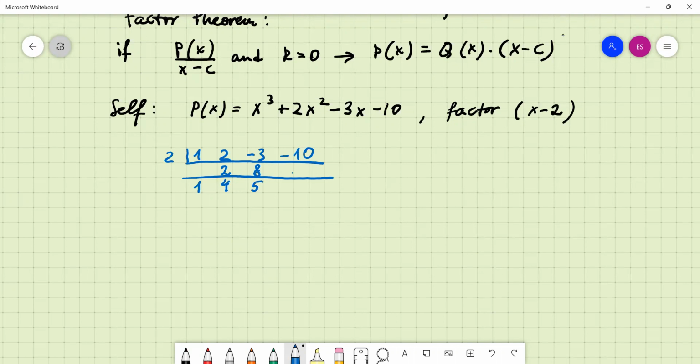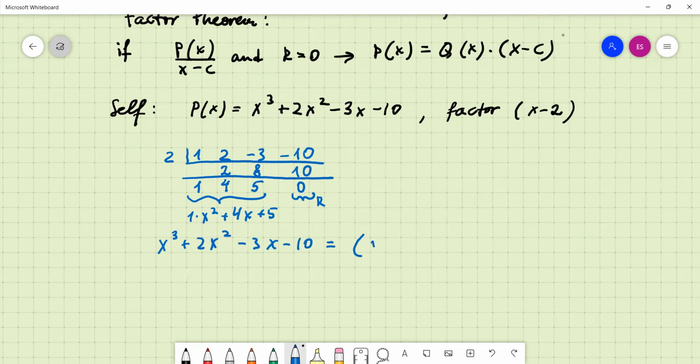2 by 5 is 10. And adding 10 and -10 is going to be 0. So my remainder here is equal to 0, so it's actually a factor. What kind of polynomial is the quotient? It's 1 by x squared plus 4x plus 5. And you can write that x cubed plus 2x squared minus 3x minus 10 can be represented as x squared plus 4x plus 5 multiplied by x minus 2. Well, you're supposed to write plus remainder, but we know that remainder is equal to 0, so we don't have it.